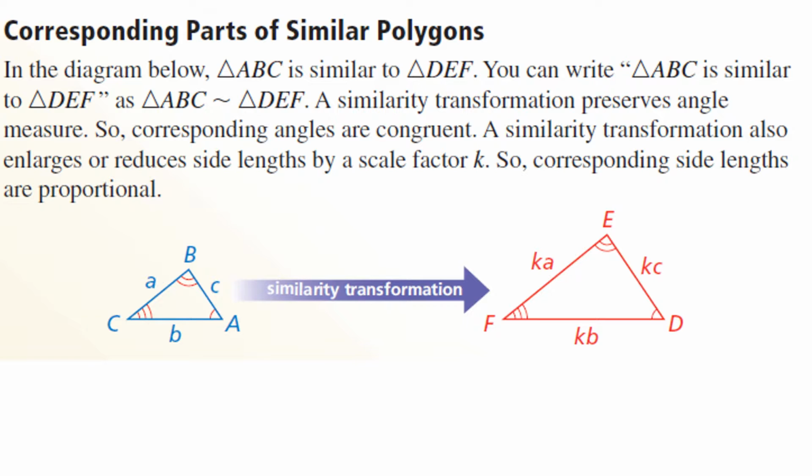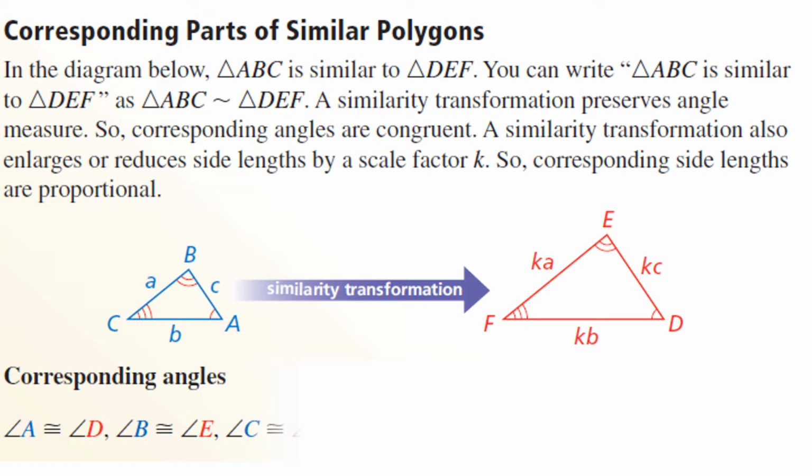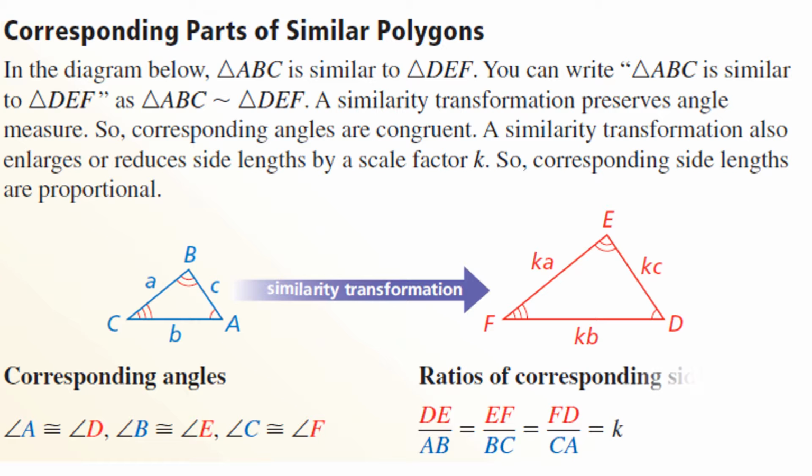Now, the key thing here is to make sure that you match up corresponding sides. You can't mix and match. Of course, the corresponding angles are congruent. And for any pair of corresponding sides, if I reduce the fraction, I should get the same value for K. That's the scale factor.